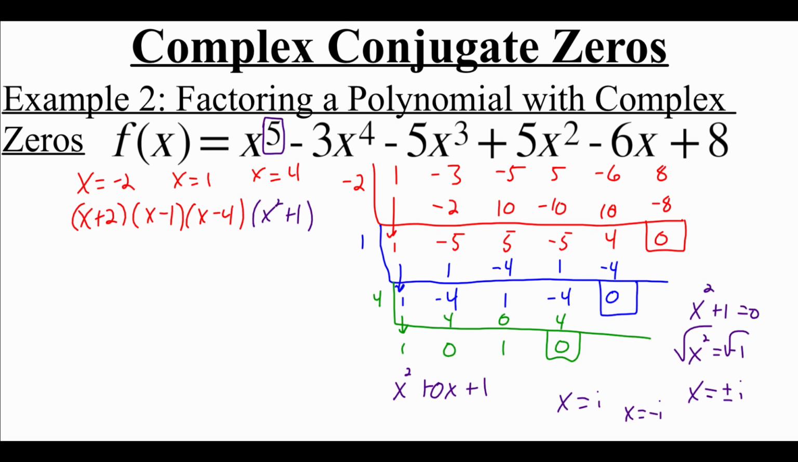So I can rewrite those, thinking about those as factors. So we would have x minus i, and we would have x plus i to add on to our list of factors with those other ones that we had earlier.